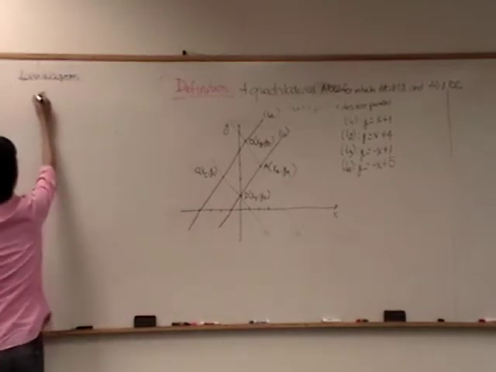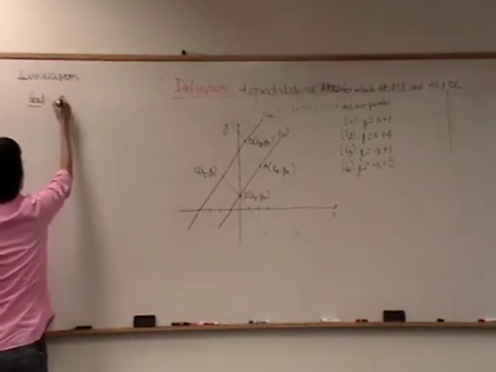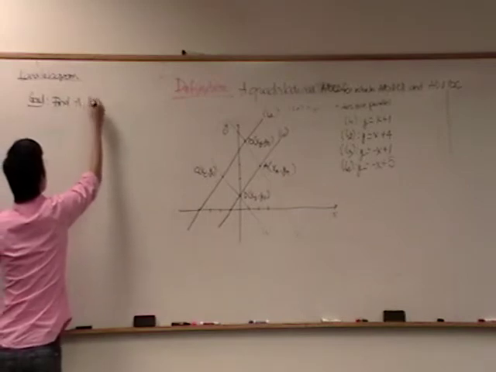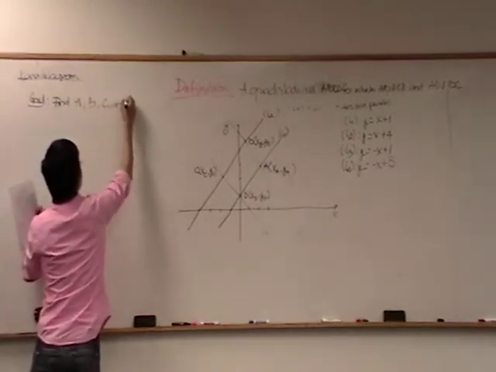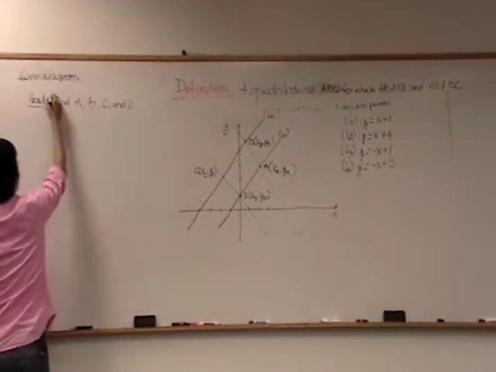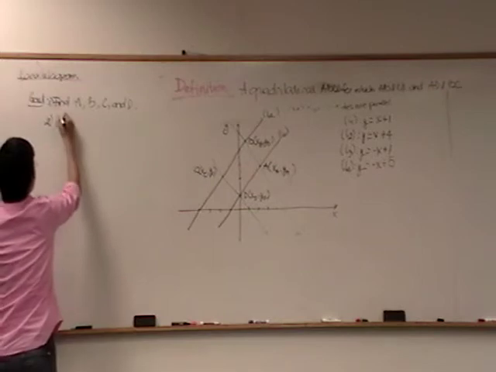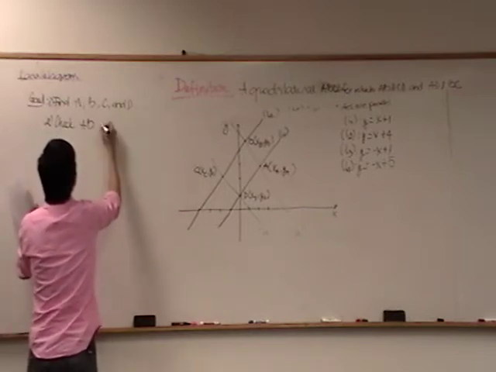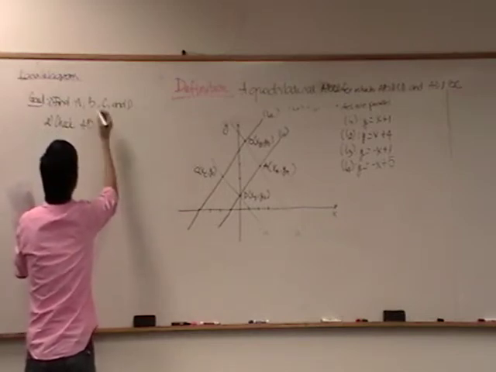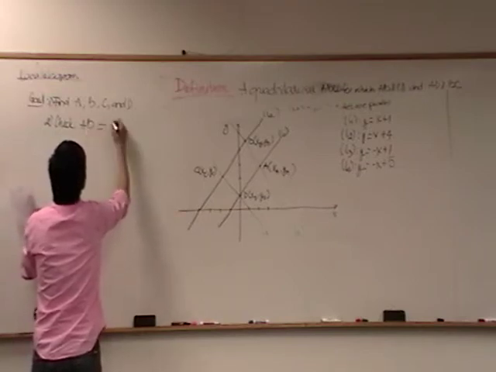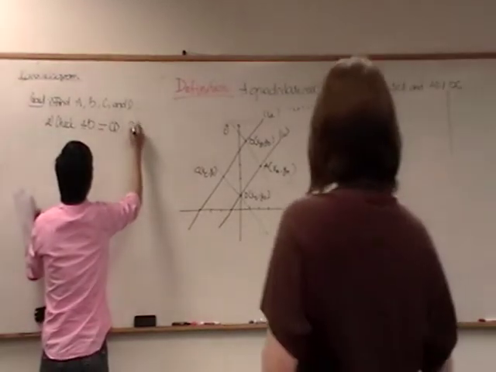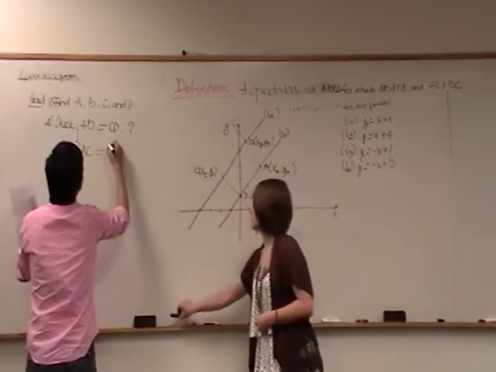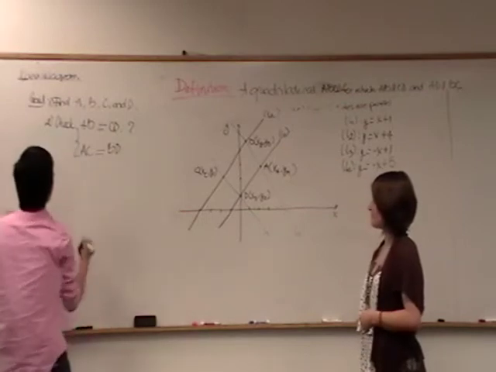Now my goal will be to find A, B, C, and D. Then that's step number 1, and step number 2, I will check AB equal to CD and AC equal to BD. So that's my goal.